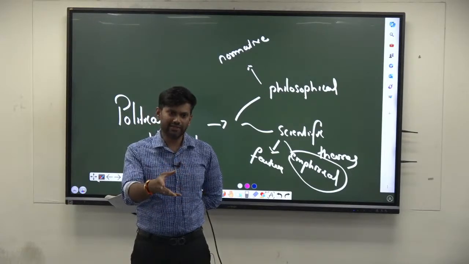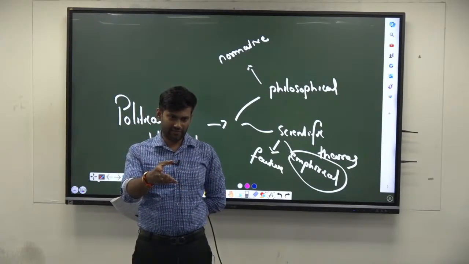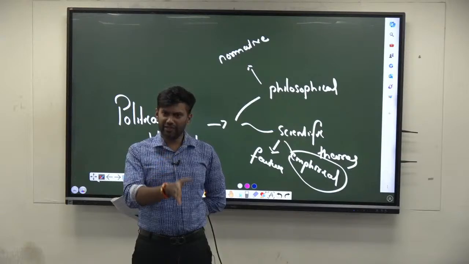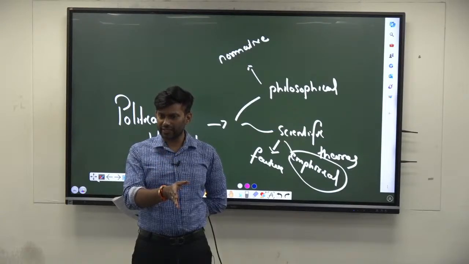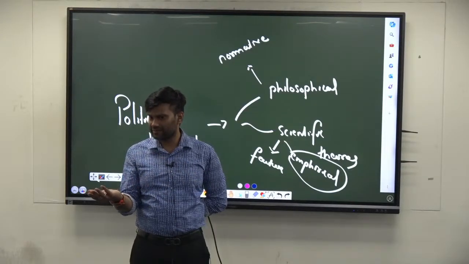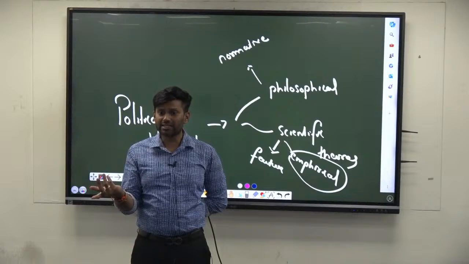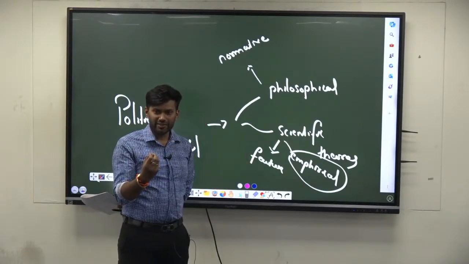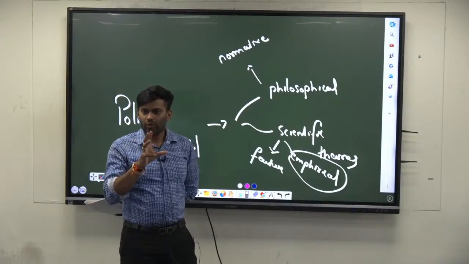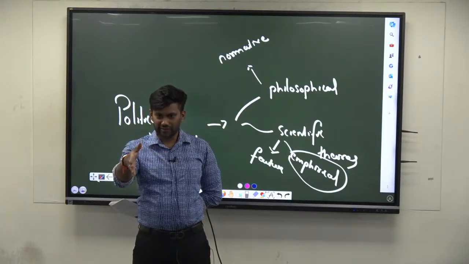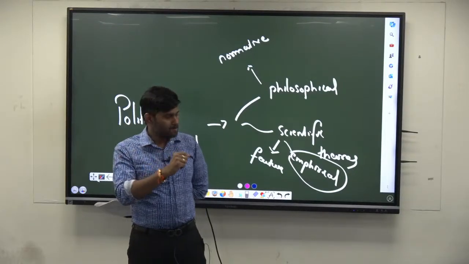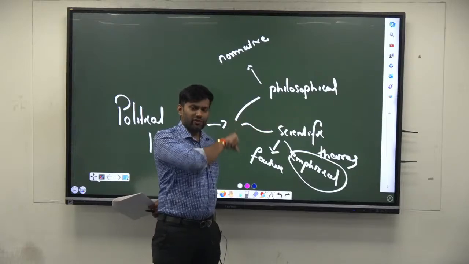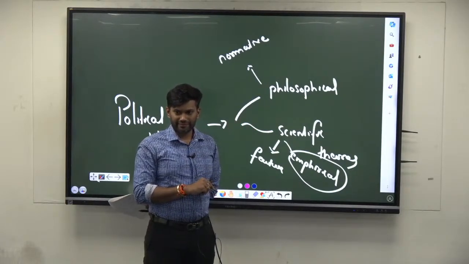So what does my theory explain? Caste plays a very key role in Indian politics. I can explain it scientifically. That's an example of what? Scientific theory, empirical theory, where you can provide evidence and you can explain what it is and why it is happening this way. You can explain it. What is a philosophical theory? What is normative?